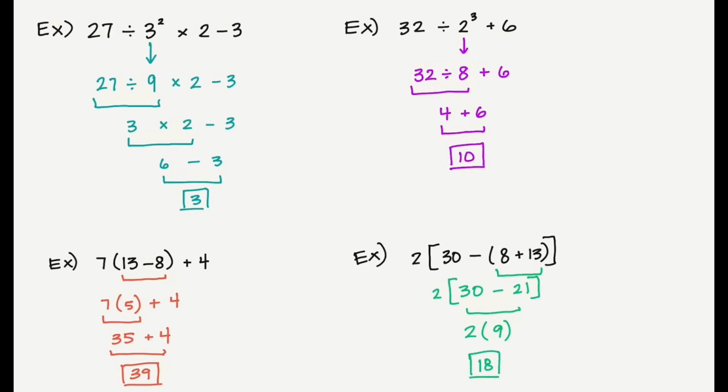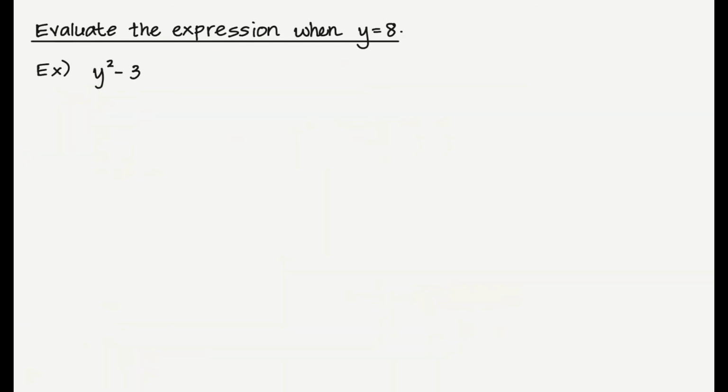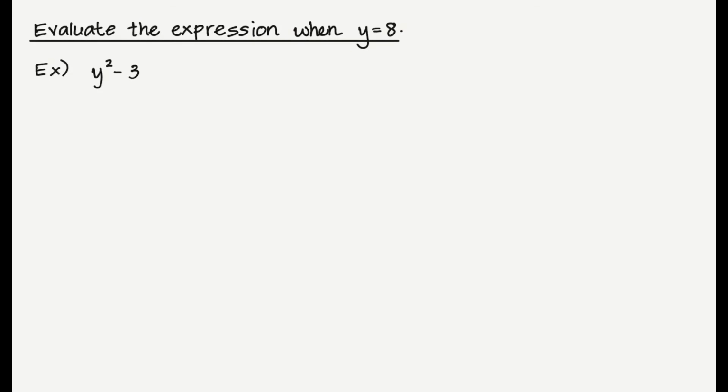So this should be review for you, but hopefully, if you forgot anything, this will help. So to end, let's evaluate some expressions when y equals 8. So for my first one, it says y squared minus 3. So when I replace it with an 8, it's 8 squared minus 3, which is 64 minus 3. In the end, I have 61. So that was pretty straightforward. Let's go ahead and do another one.